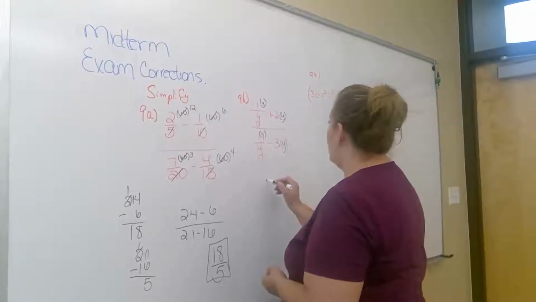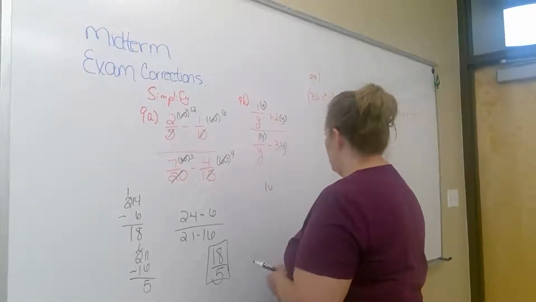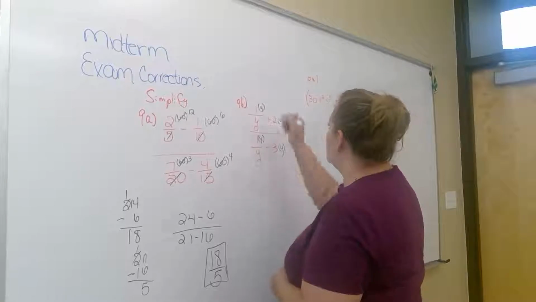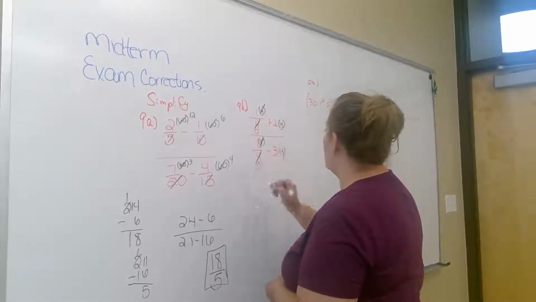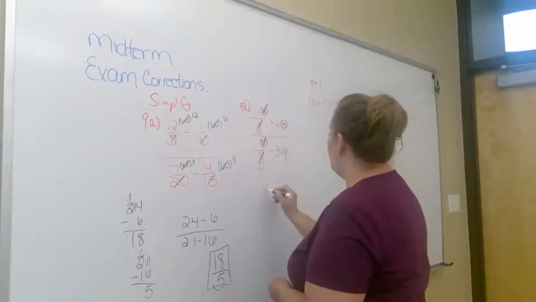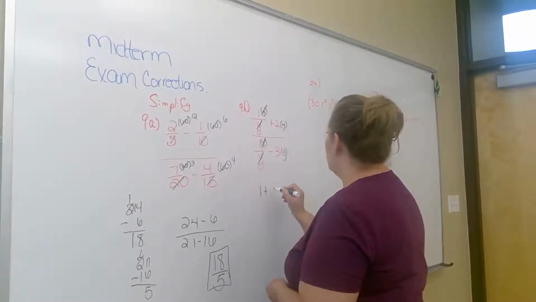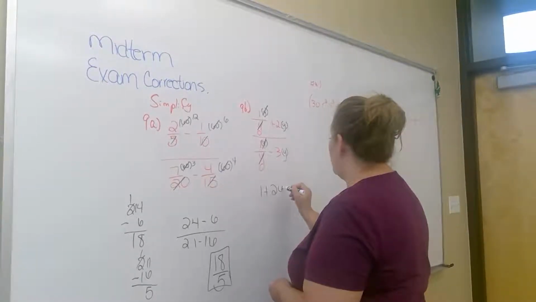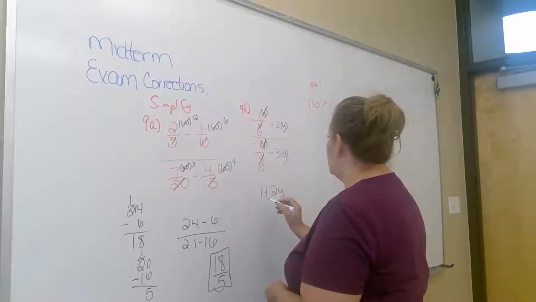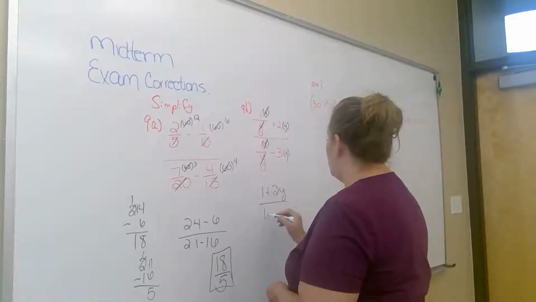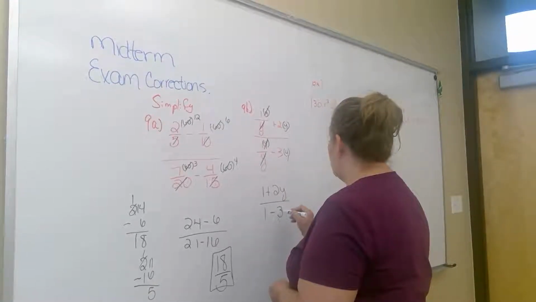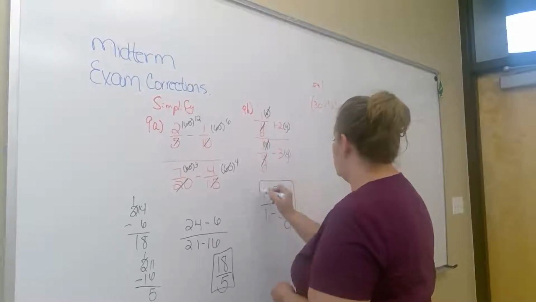And then here we have 1y, no. So these y's cross cancel out. So then now we have 1 plus 2y and 1 minus 3y. And that's our answer.